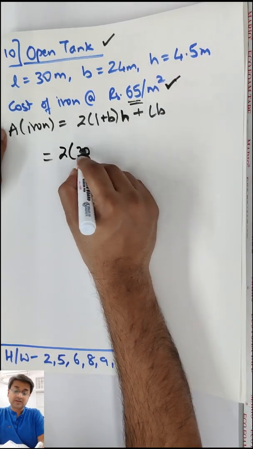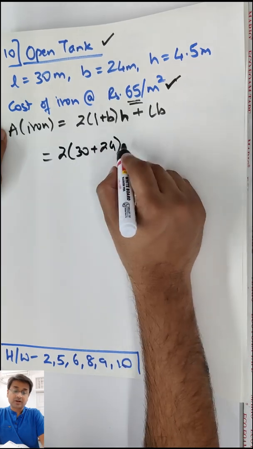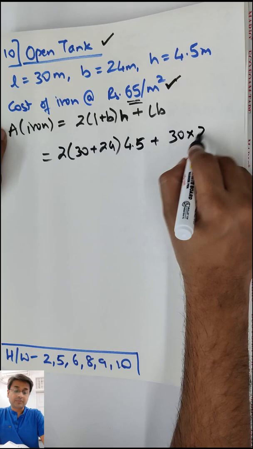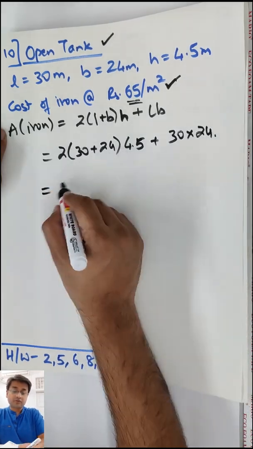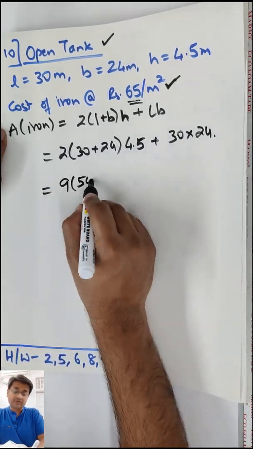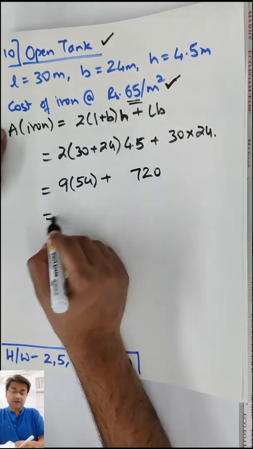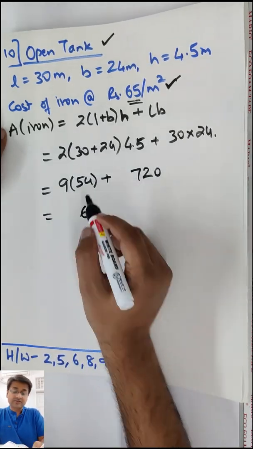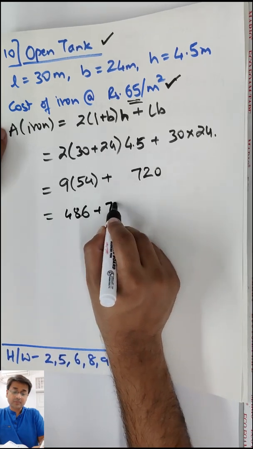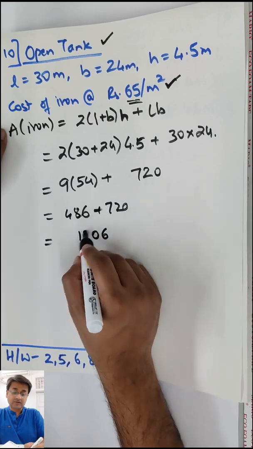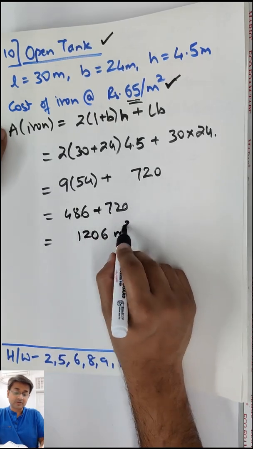So twice length is 30, breadth is 24, height is 4.5. Again length 30, breadth 24. So 2 into 4.5 is 9, and this will be 54. Plus 3 4s are 12, 6 and 1 7, 20. 9 4s are 36, 45, 48. Plus 720. So this should be 6, 10, 11, 12. 1206 meter square.